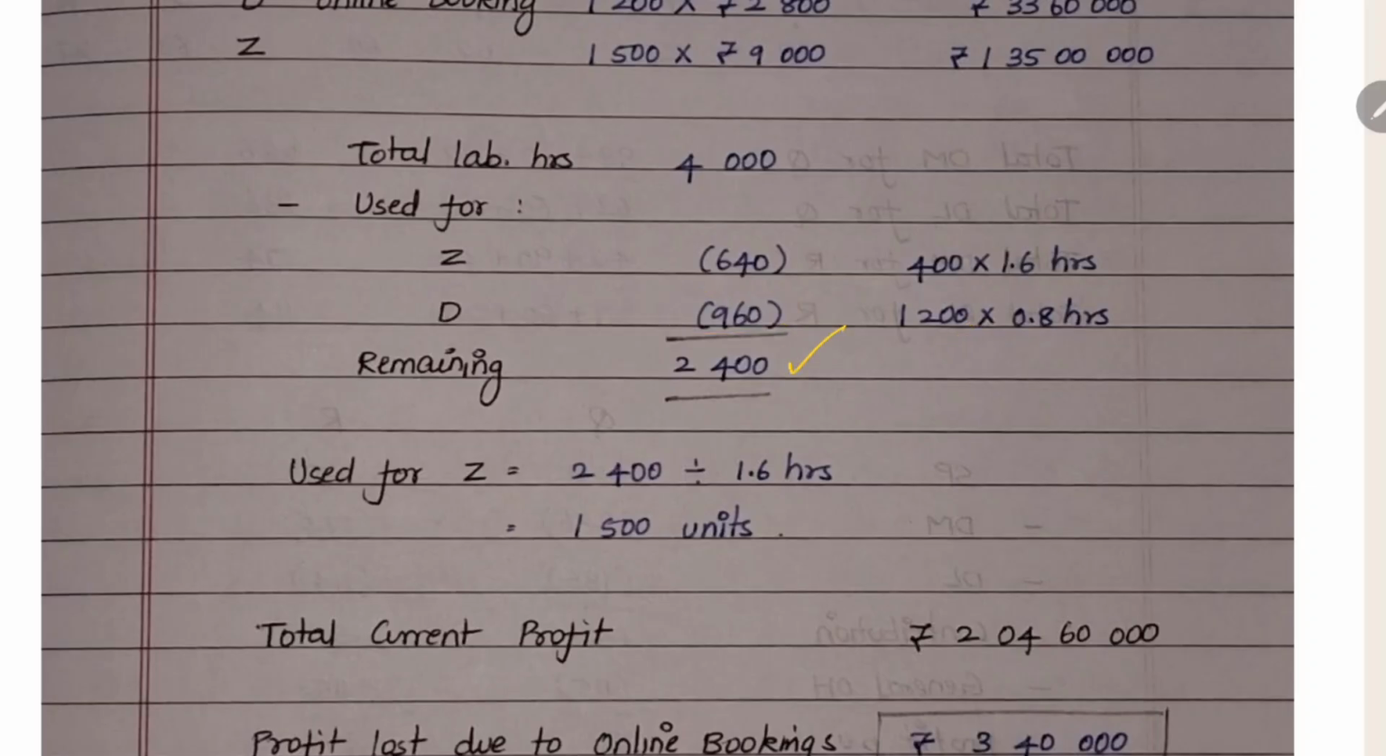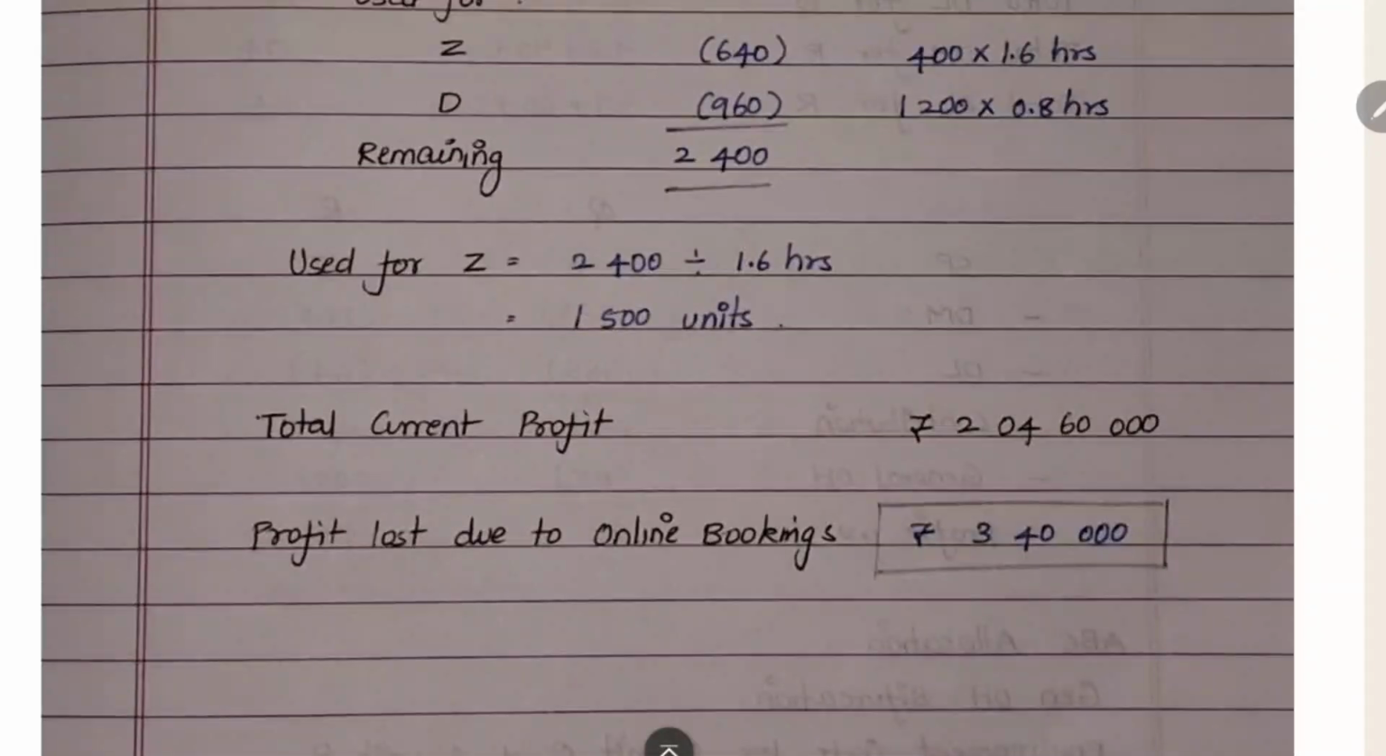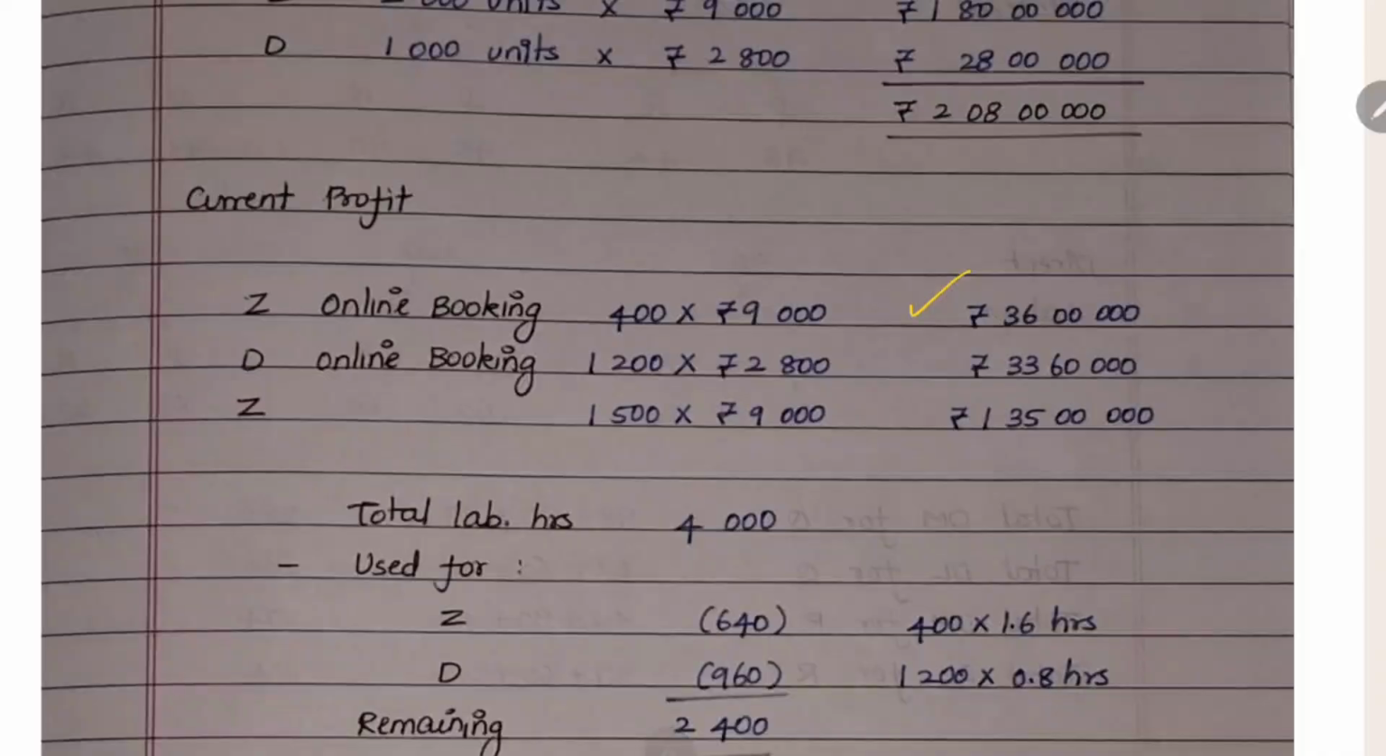Now, this remaining labor hour, when used for Z, we can produce a total of 1,500 units of Z. We already sold 400 units of Z. The total demand for Z is 2,000 units. You already sold 400. So the remaining demand is 1,600. If you produce 1,500 also, you can sell it in the market because the remaining demand is 1,600. So we will be using all the remaining labor hours for Z itself. So we will be producing 400 for online booking Z, 1,200 of product D for online booking, and then the remaining labor hours we will be using to produce Z for offline.